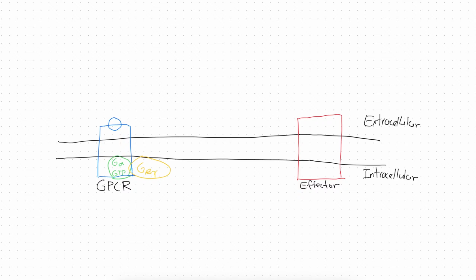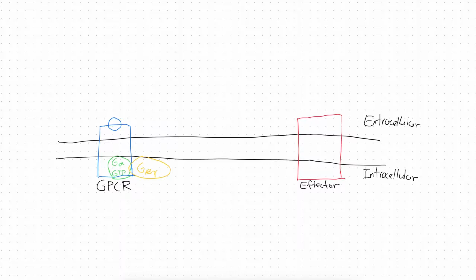So the G protein is gonna split into two active pieces. It's gonna split into the alpha GTP subunit and the beta gamma dimer, and they are still gonna be glued together.